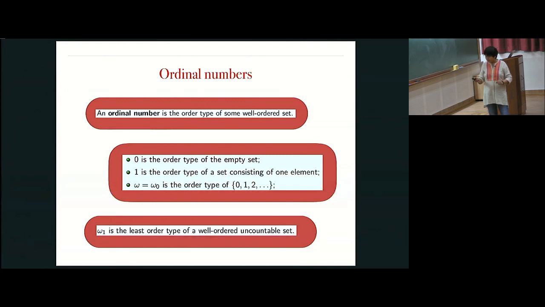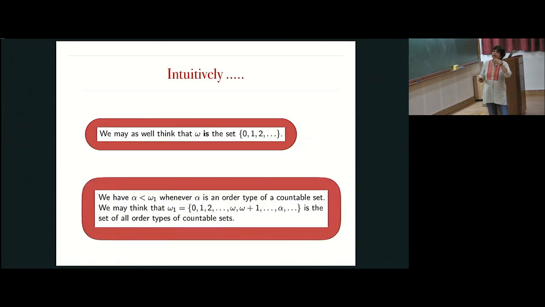Which means what? Intuitively, we can think of omega to be the set 0, 1, 2, and so on and so forth. And what is omega 1? We just said omega 1 is the least uncountable ordinal, which means what? Whatever ordinal number is less than omega 1, it will be countable. So for omega 1, we can think of 0, 1, 2, omega, omega plus 1, and so on, which is the set of all order types of these finite as well as countable sets.